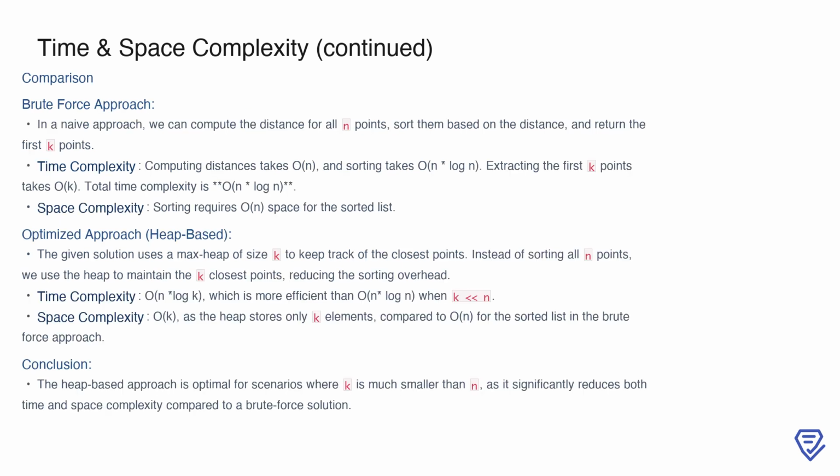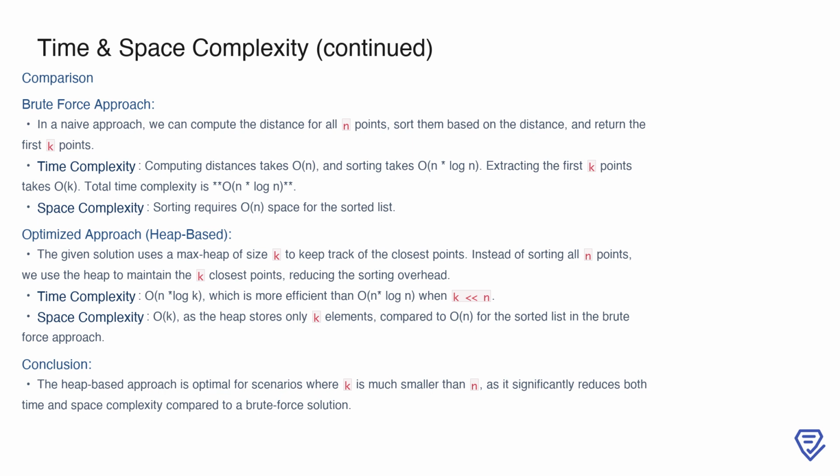To better understand the efficiency of our approach, let's compare it to the brute force method. In the naive solution, we would compute the squared distances for all n points, which takes O(n) time, and then sort the points based on their distances, which takes O(n * log n). Finally, extracting the first k points takes O(k), making the total time complexity O(n * log n). The space complexity of the brute force approach is O(n), as it requires space for the sorted list.